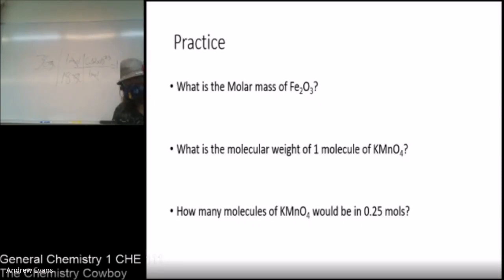What is the molar mass of iron oxide? What is the molecular weight of potassium permanganate? And how many molecules are in a quarter of a mole of potassium permanganate? Molecular weight and molar mass can be calculated the exact same way. Exact same numbers from the periodic table. The only difference is one is AMU per molecule, and the other one is grams per mole.